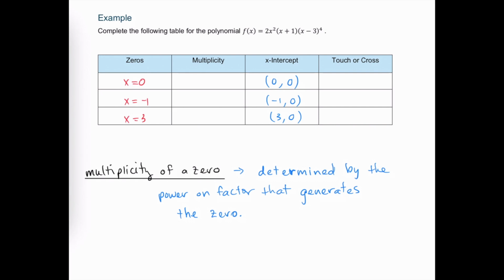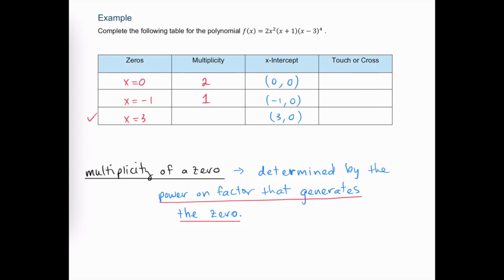In order to determine this multiplicity, we're going to look at the power on the factor that generated each zero. So let's start by looking at the zero, x is equal to 0. The factor that generated that zero is x squared. The power on that factor is a 2, and so 2 is the multiplicity of this zero. Let's look at the zero, -1. The factor that generated that zero was x plus 1. The power on this factor is 1. Therefore, the multiplicity of that zero is 1, the same thing as the power on the factor that generated that zero.